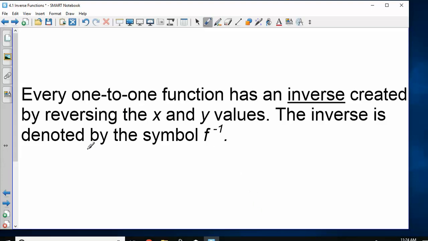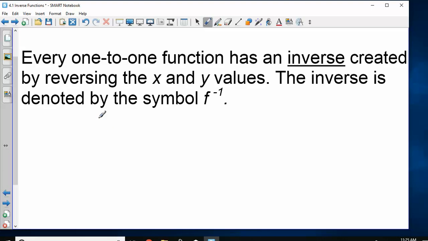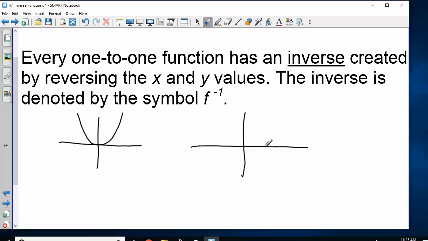Okay. So, we can find inverses if it's 1 to 1. And when we do that, we just reverse the x and y values. The reason it has to be 1 to 1 is if you try to find the inverse of something that wasn't 1 to 1. So just a very simple example, let's think about x squared. If you reverse your x and y's, it would look like this when you did the inverse.